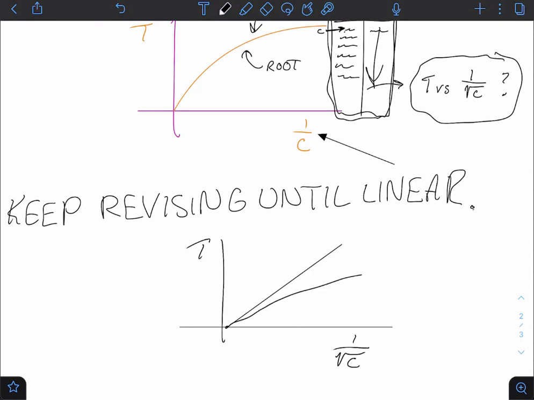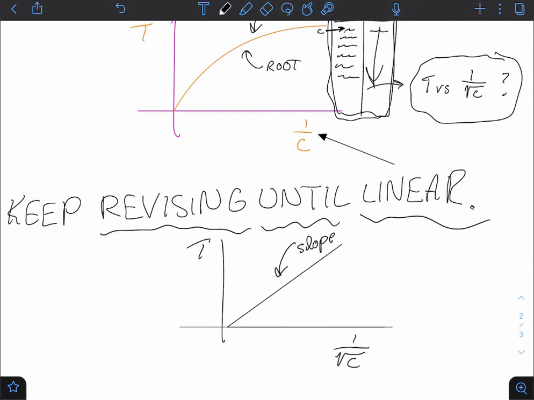If it's not, you might end up with this. Whoopsie daisy. You might end up with this. You would have to try 1 over cubic root of c, or 1 over the 4th root of c. Keep revising until linear. And this is your slope.